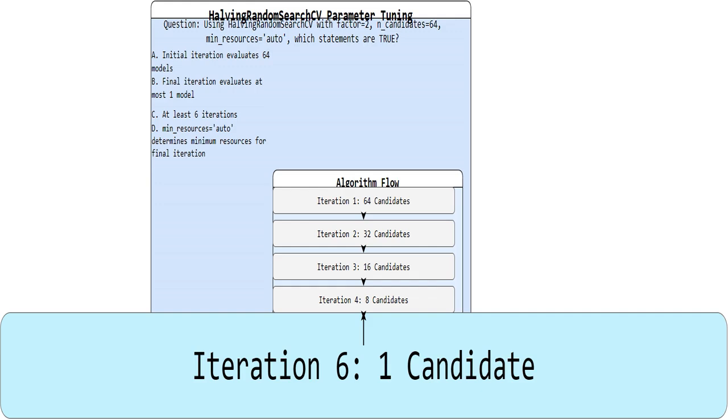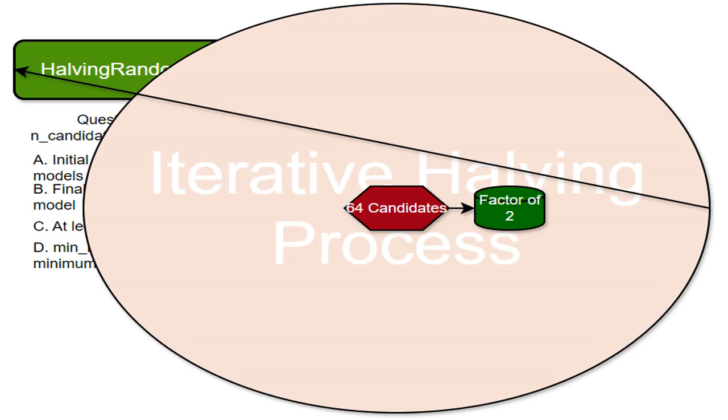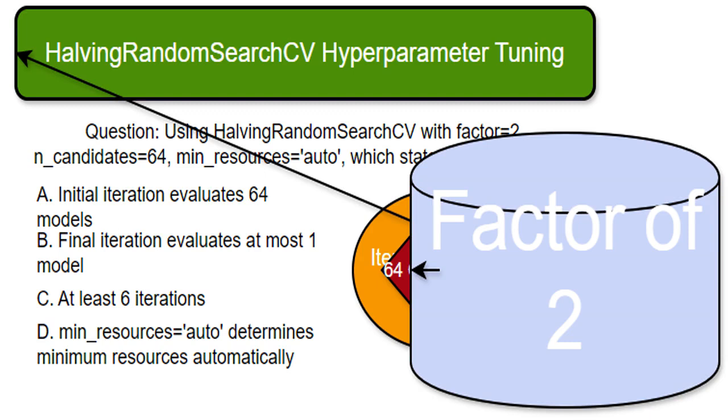This corresponds to the final iteration's description in option B, verifying its correctness. HalvingRandomSearchCV, this indicates the initial number of models HalvingRandomSearchCV will evaluate. It's the starting point for the hyperparameter search. This means, at each iteration of the search, the number of models being tested gets reduced by half. It's a key element controlling the efficiency of the search algorithm.